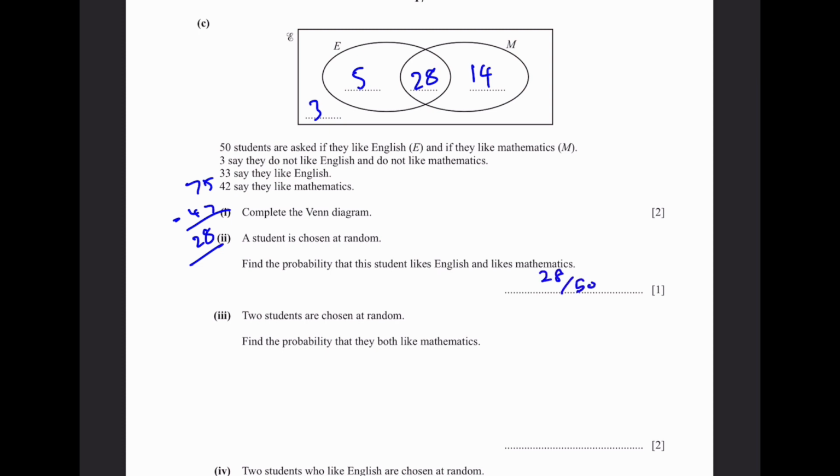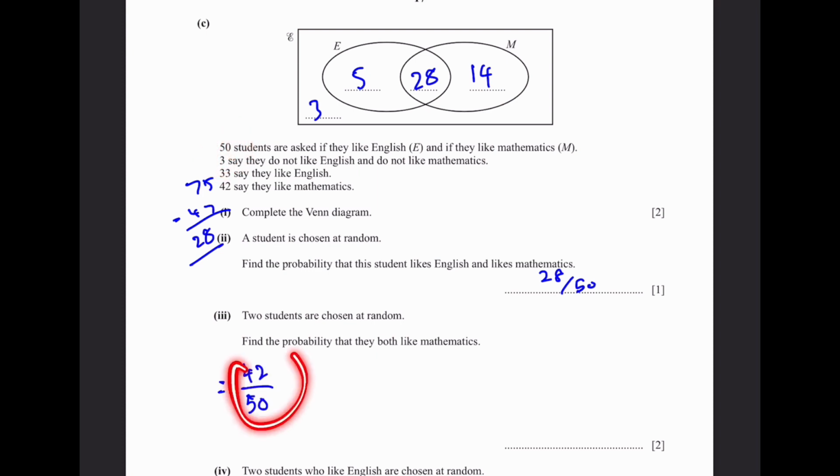That's the answer. Now 3. 2 students are chosen at random. Find the probability that they both like mathematics. So what's the probability that one person likes mathematics? That is 28 plus 14, because that's in the M circle. So that's 42, and divide by a total number, which is 50. So that's for one person.